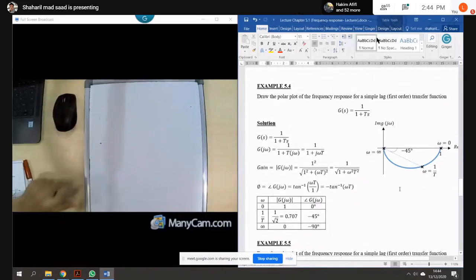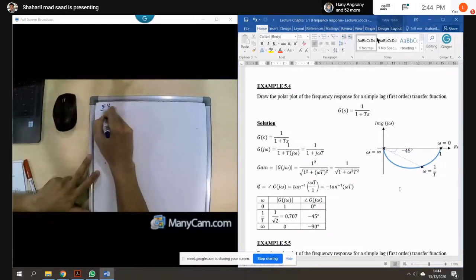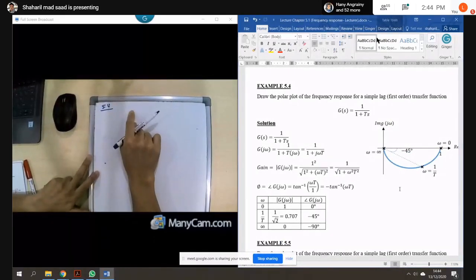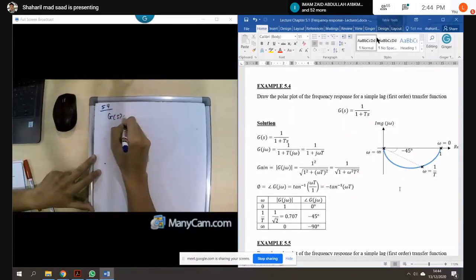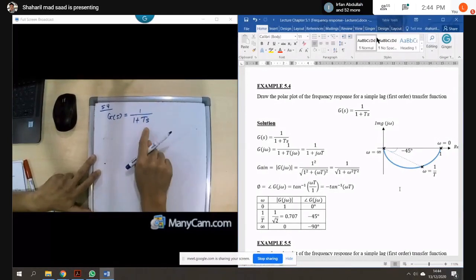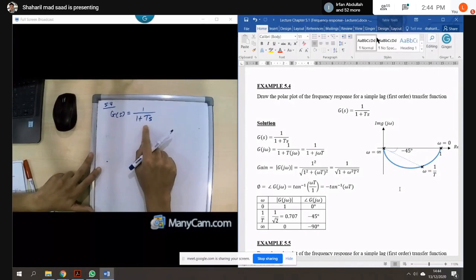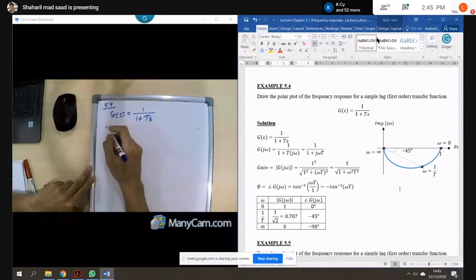Okay. Right. Okay. Example 5.4. I will go very quick about it. Okay. So you have G(s) is 1 over 1 plus Ts. This is like your first order function, right? Time response, right? This one. So we call it a simple lag, right?